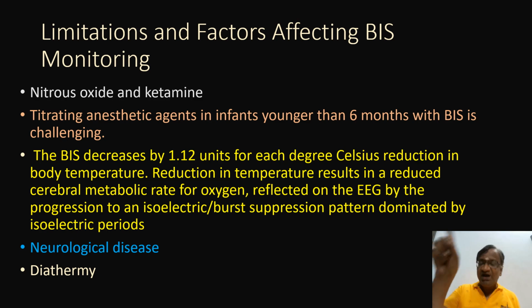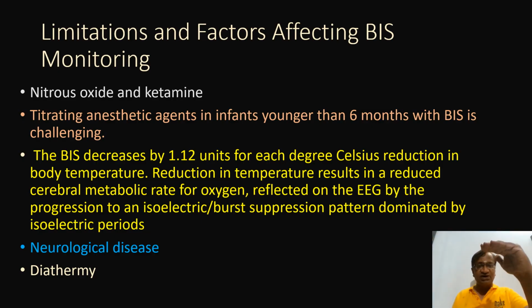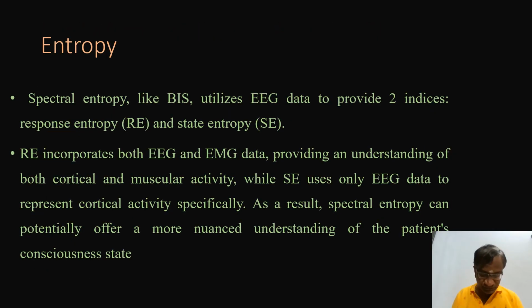What is BIS monitoring? Bispectral index. It analyzes the EEG and gives a dimensionless number from 0 to 100. These are all the problems of BIS. What are the advantages? Yes, we can decrease the agent amount, have better recovery, better PONV results, and titrate this to decrease or eradicate awareness.